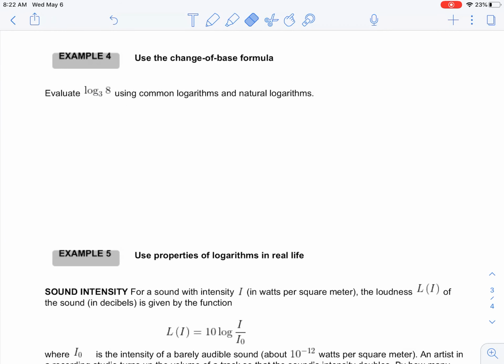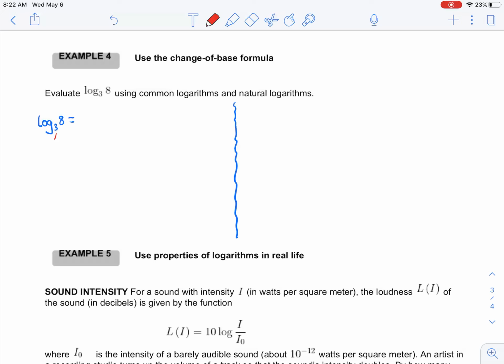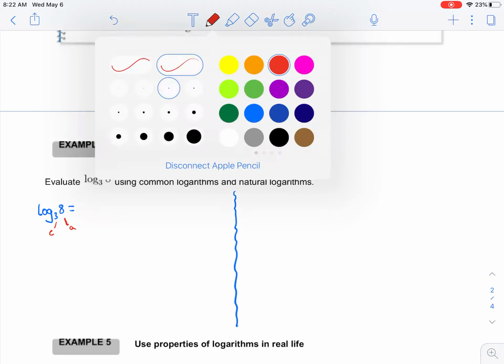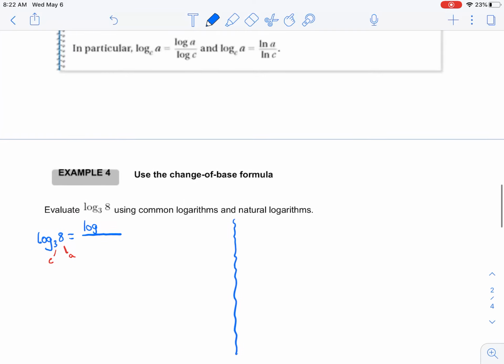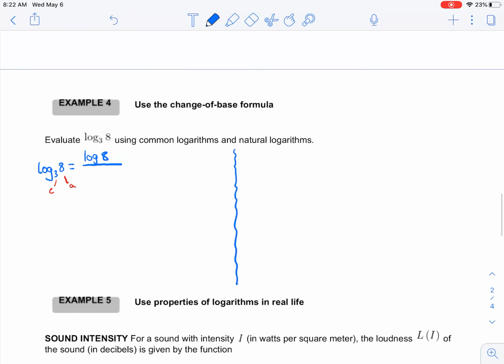So I want to rewrite and evaluate log base 3 of 8 using both common logarithms and natural logarithms. So I'm going to write this twice. So what the formula says is log base 3 of 8 is equal to. So let's kind of piece this apart. This right here is our C, and using our formula, this is our A. So if I want this in the common logarithm, that's log base 10, I would type log, I don't really need to write the base, but it is base 10, of my original A, so 8, over log of whatever my original weird base is.